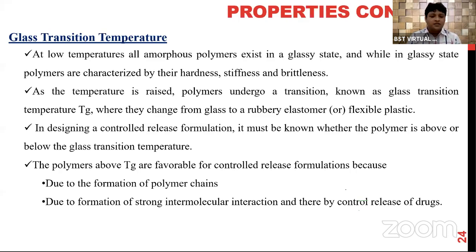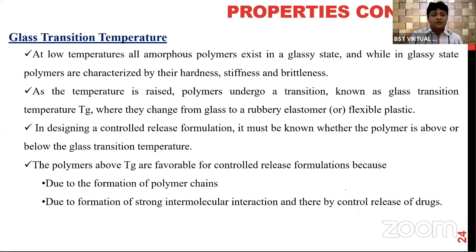So how does it impact your control release dosage form? Due to this, the polymer chain will change. Strong intermolecular attractions form, and the solubility properties will change. The molecular arrangement and molecular distribution will also change, which directly impacts the control release dosage form. So that is the main important parameter you have to see: the glass transition temperature.